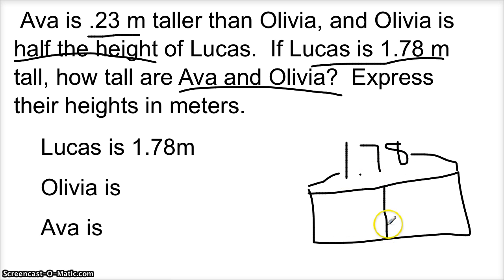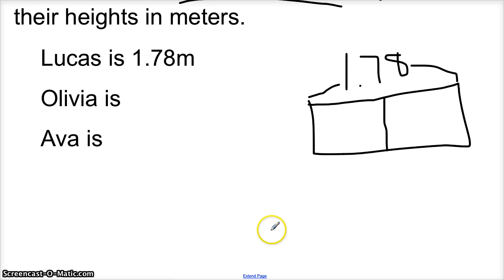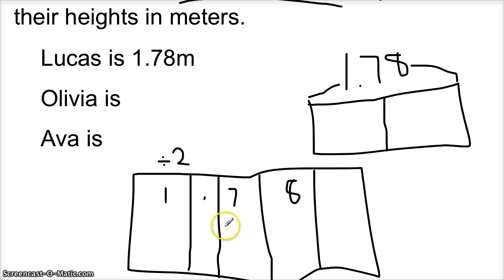So now I have 1/2 and I have 2/2. So what am I dividing by in order to figure out how tall Olivia is? Half means I broke it into 2 boxes. So I would be dividing 1.78 divided by 2. And for this one, I will use a place value chart just so you can see both ways. Okay, so I'm dividing by 2. That's what I said when I drew my tape diagram.